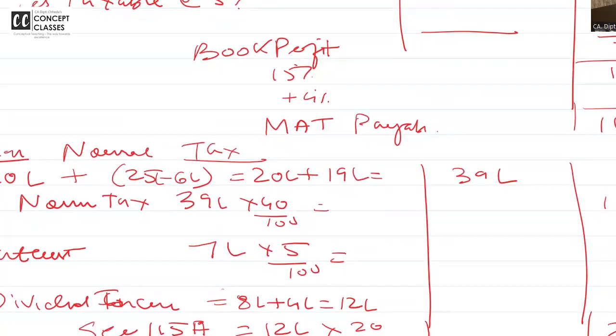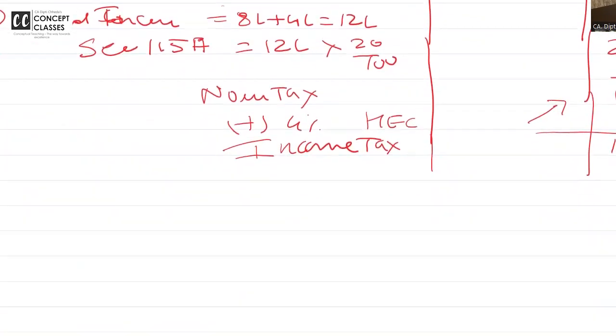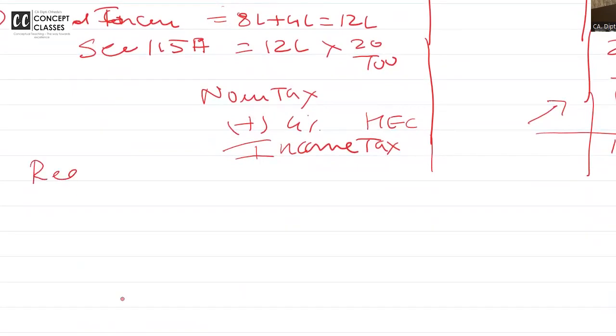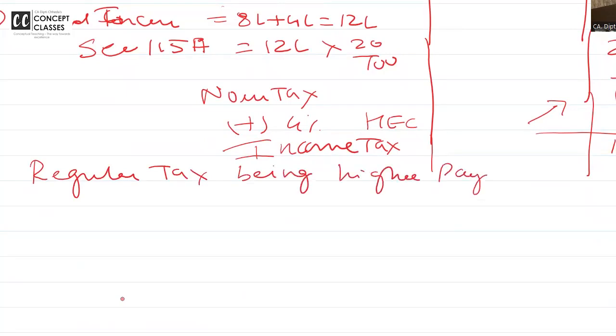So regular tax is more. So pay the regular tax. Reverse credit you cannot take. Regular tax being higher, pay rupees 19,08,400 as tax. Done. Ask your doubt. Dividend income under 115A is taxable at flat 20%.